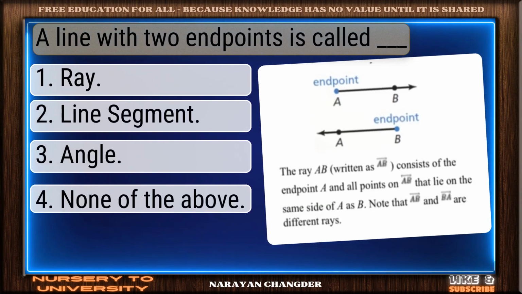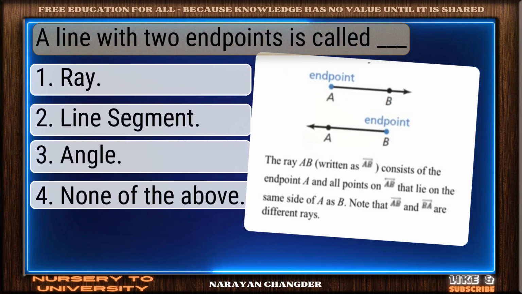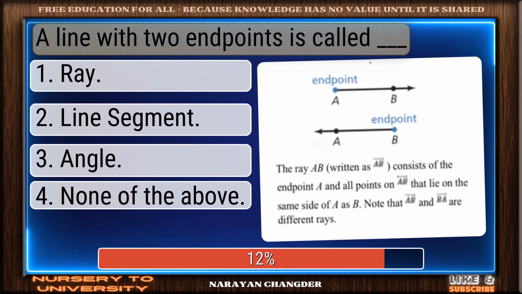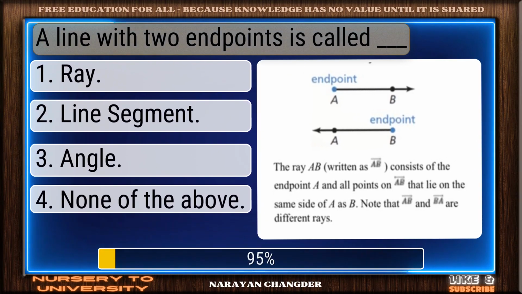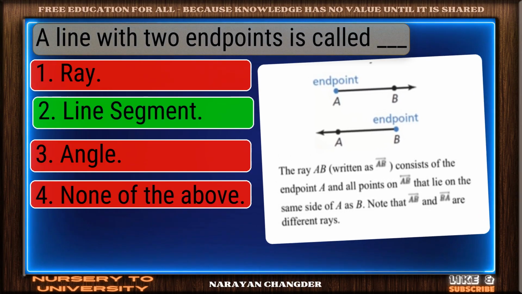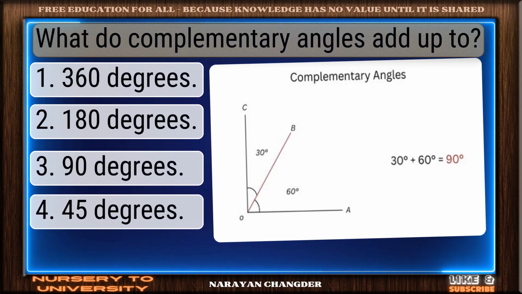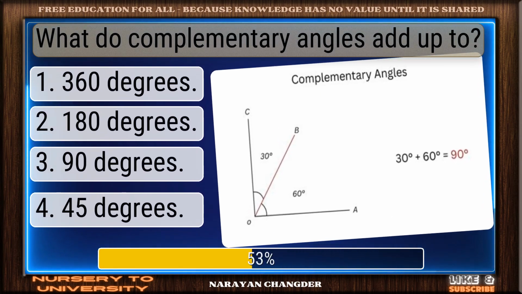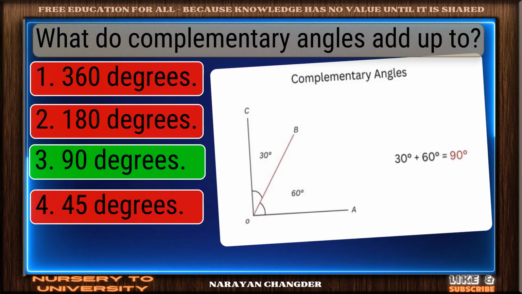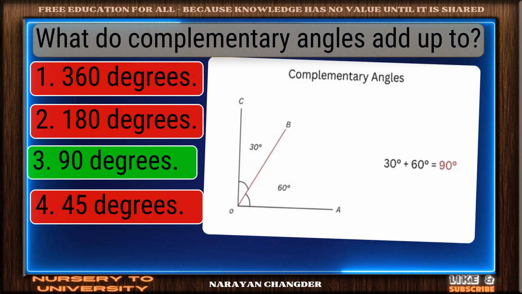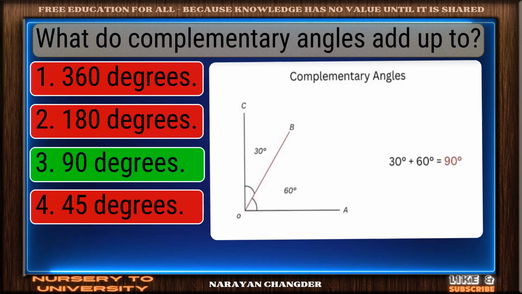Question number 67. A line with two endpoints is called a dash. Bravo. Line segment is the answer. Question number 68. What do complementary angles add up to? Nicely done. 90 degrees is a solid answer.